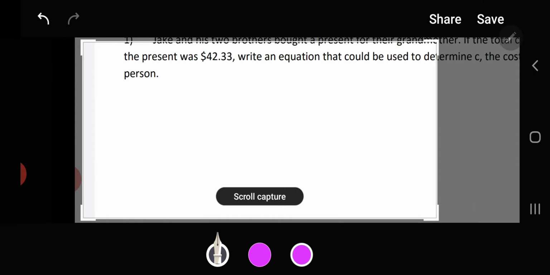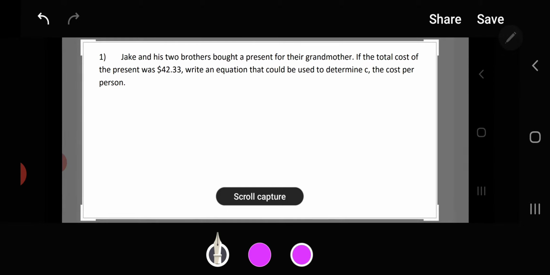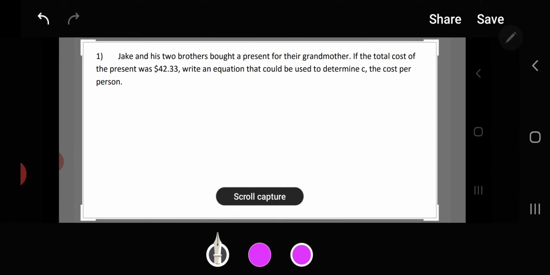It says Jake and his two brothers bought a present for their grandmother. If the total cost of the present was $42.33, write an equation that could be used to determine C, the cost per person. Well, once again, we're letting C be the cost per person. So C, the total cost per person, equals, well, in order to find this, we take the total cost and divide it by the number of people.